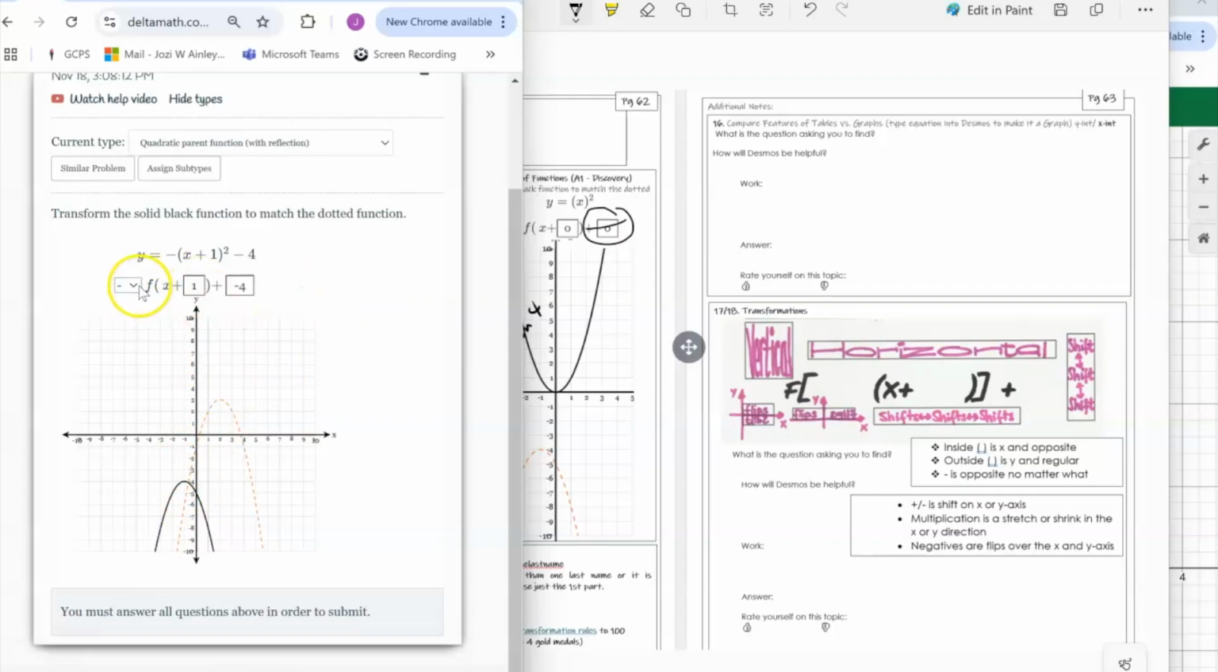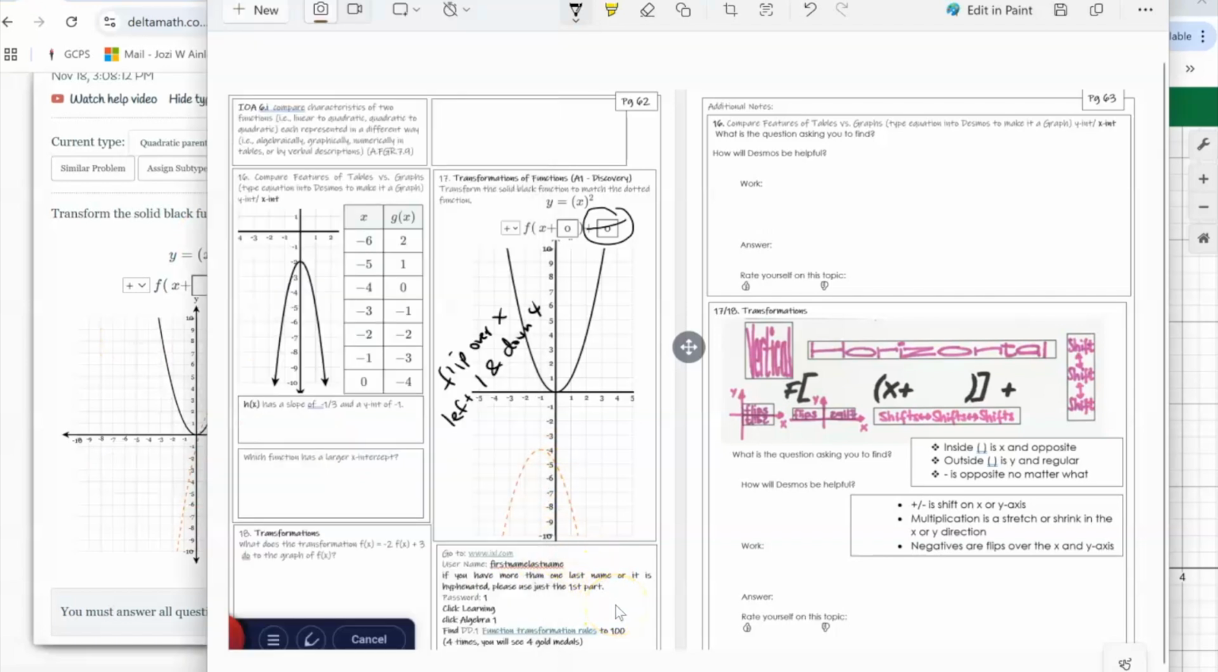Is there a way to reset this so I can actually do this question? I don't know if there's a way to reset it. Let's just delete. Let me see. All right, cool. Now I'm going to do this question. So the same thing here. So this one would have been negative outside, then it should have been f of x plus 1 and then minus 4. That's what the rule would be to get it from this solid to this dotted.